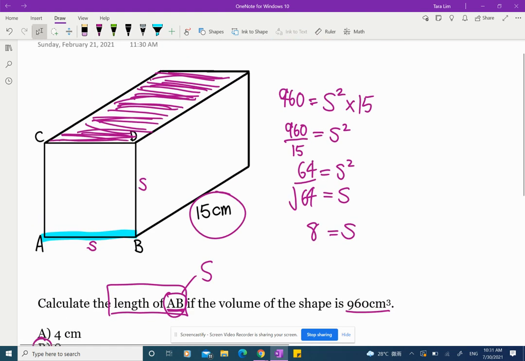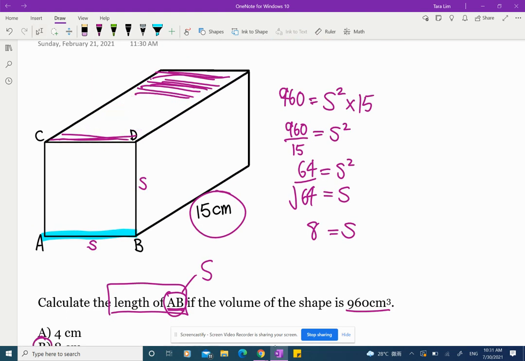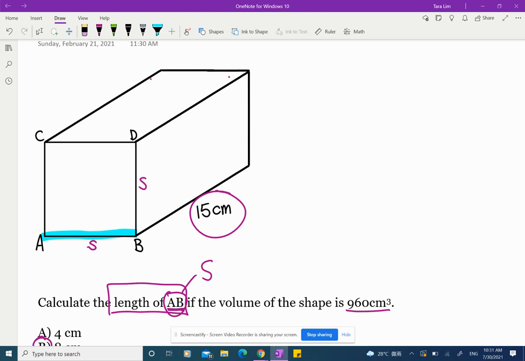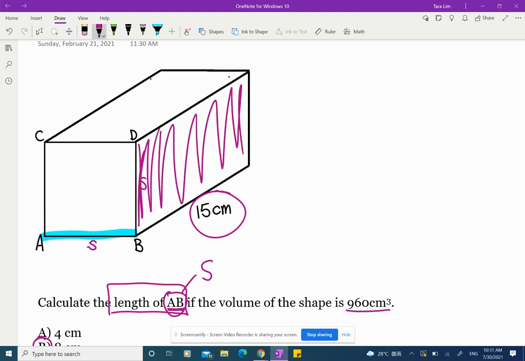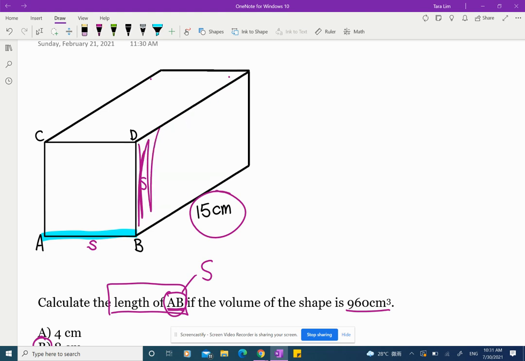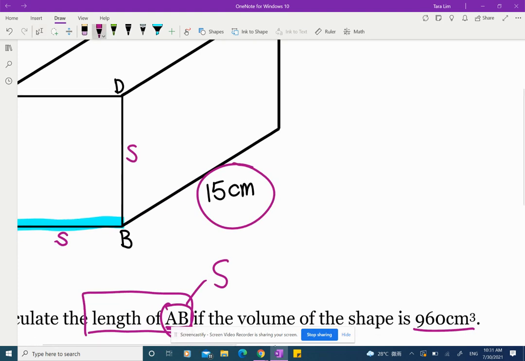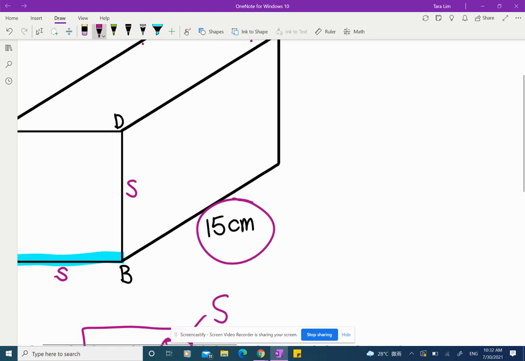Now, there is another way. Instead of what we did just now, where we were solving the area of this side, now I want to solve the area of this side. So first of all, I solved the area of this side, which is the length times the width. Now this time I want to do the surface area here.